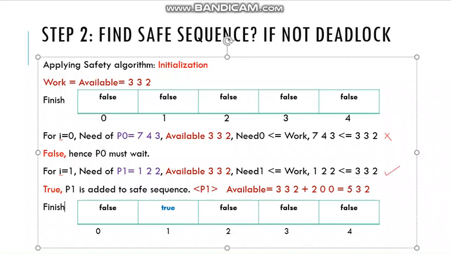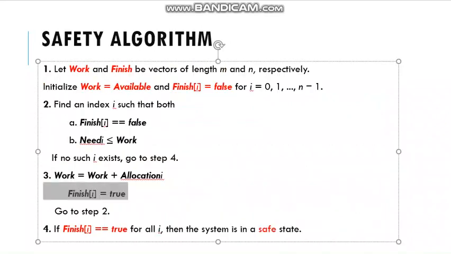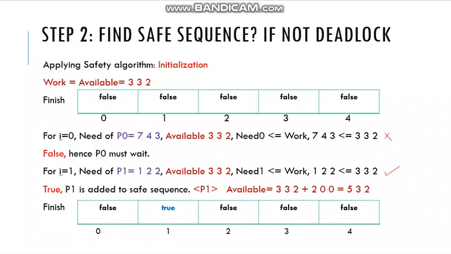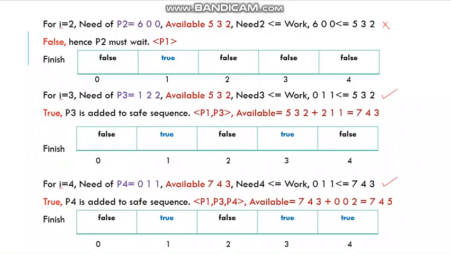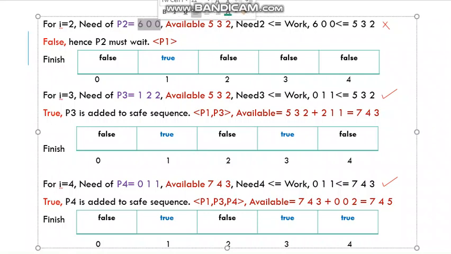So available now becomes 5, 3 and 2, and if you see the safety algorithm, finish of that process is true, then go back to step 2. We should go to the next process, which is the second. The second process needs 600, and available now is 532. Again you check with the need. It is not true because 6 is not less than 5. No, we cannot allocate, so P2 must wait.